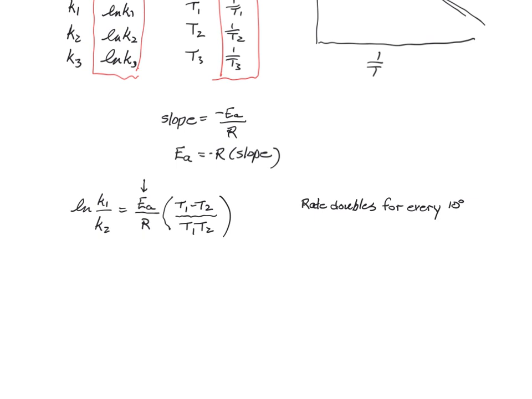Okay, and we plug in our gas constant, which is 8.3145 joules per mole Kelvin. Now, a word of warning here: if you keep your gas constant in units of joules, make sure your activation energy is in units of joules as well, or make sure they're both in kilojoules. Either way, make sure that they're in the same units. Okay?